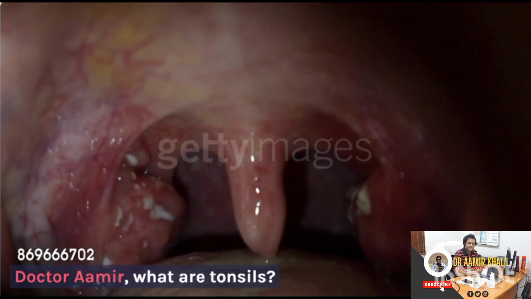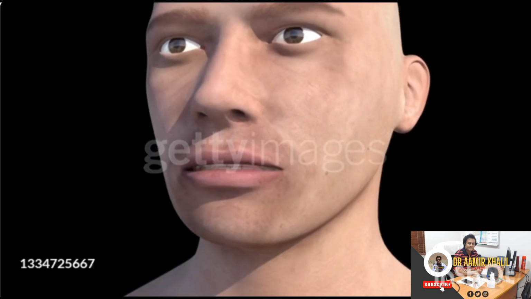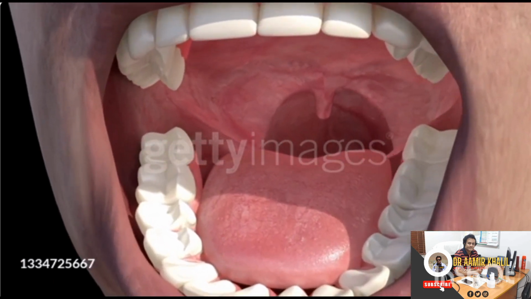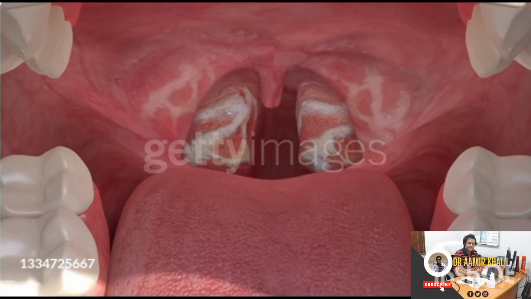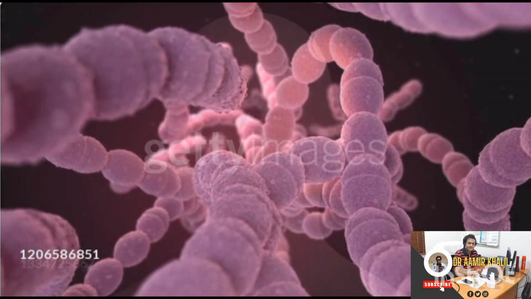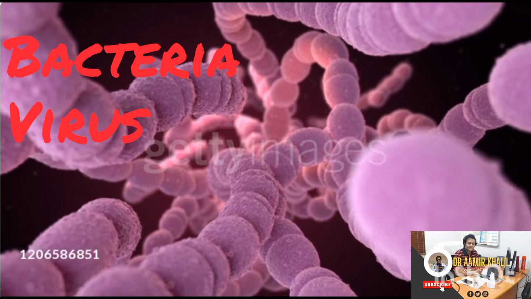Dr. Aamir, what are tonsils? Tonsils are part of the body's immune system and consist of two oval-shaped masses of tissue located at the back of the throat, one on each side. They help defend against infections by trapping and fighting off bacteria and viruses that enter through the mouth and throat.